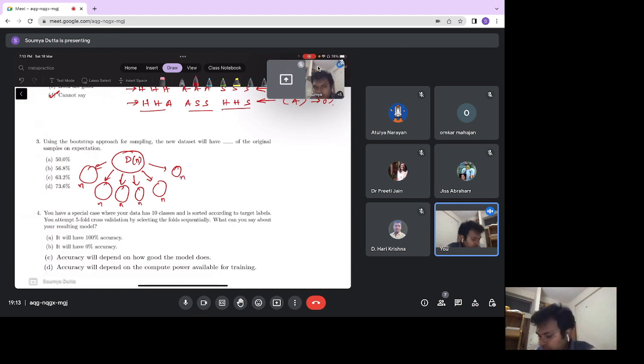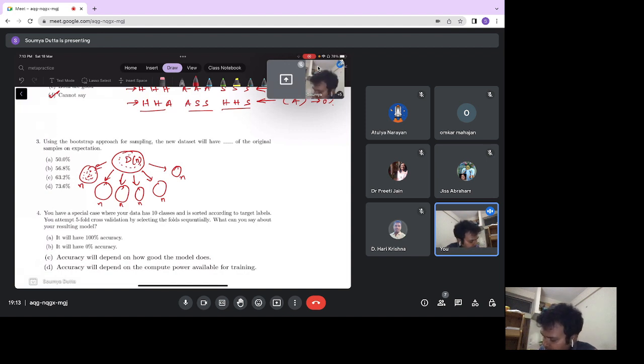And how do you create these datasets? The original dataset has n points, you select each of those n points with a probability of 1 by n, and you sample from the same dataset points and create these datasets of the same sample size n. However, you sample with replacement. So ideally what can happen is your same point can come into this particular dataset multiple times.